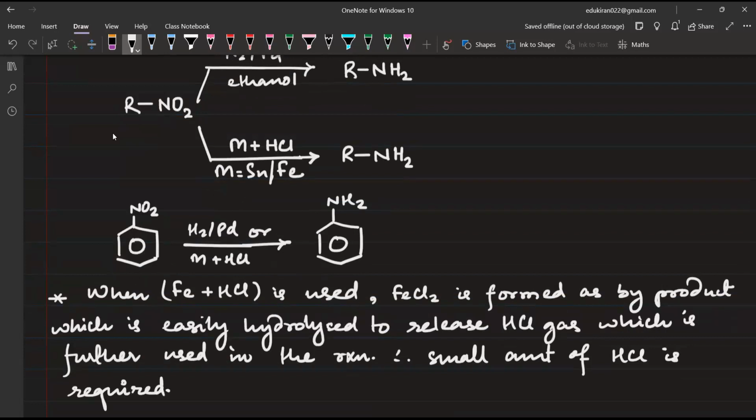So what is the advantage of using Fe plus HCl? When Fe plus HCl is used, in the byproduct we form FeCl2. Now FeCl2 plus water will give you HCl gas. This HCl gas can again be used as a reagent. So you need a very small amount of HCl to start the reaction. Once you have started the reaction, HCl will keep reforming and be used in the same reaction. So that is the advantage of using Fe plus HCl.